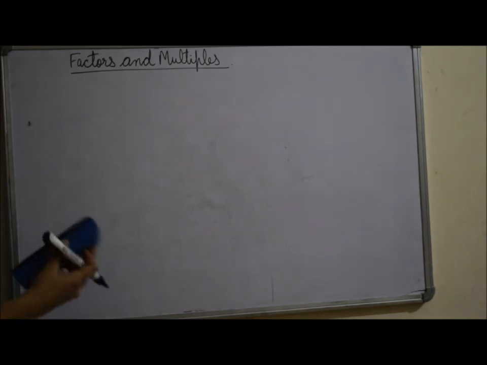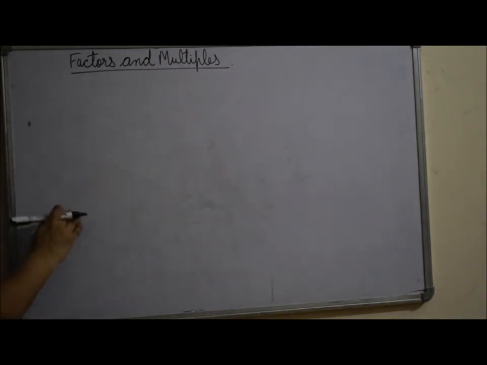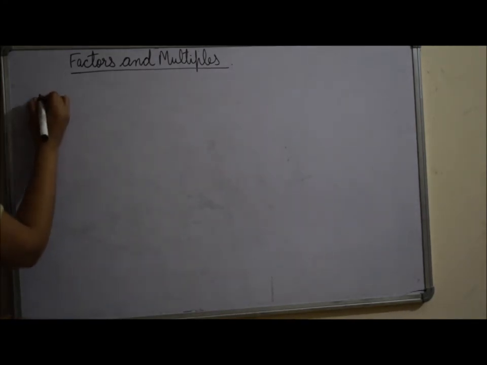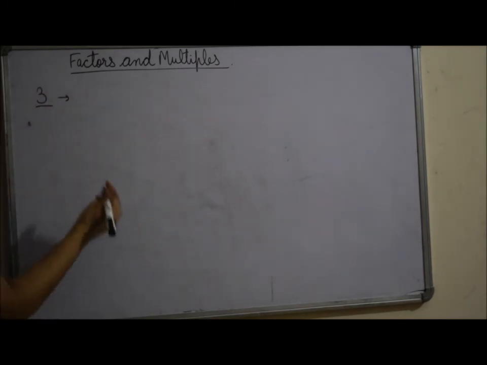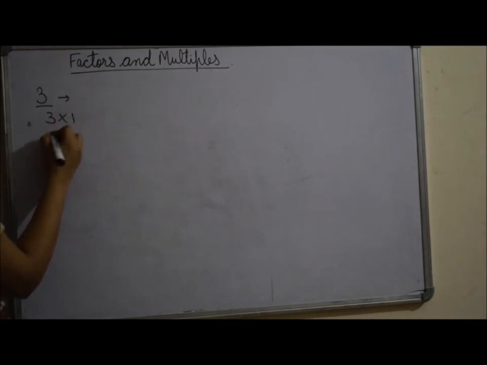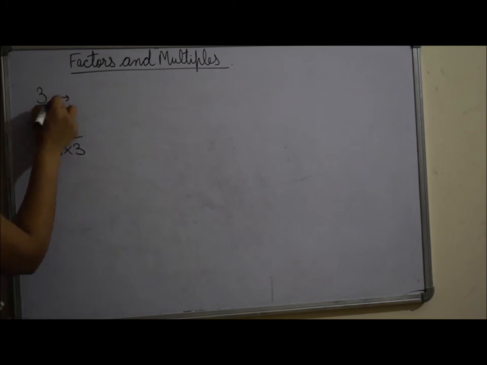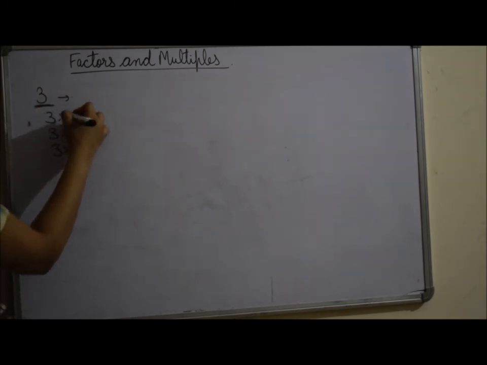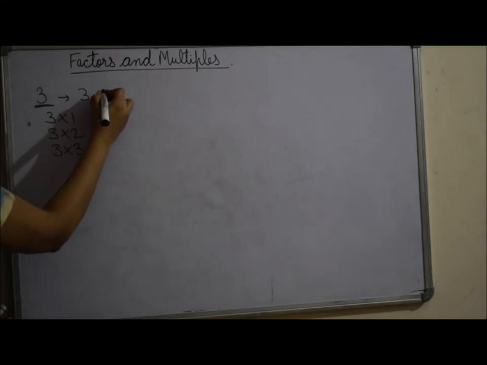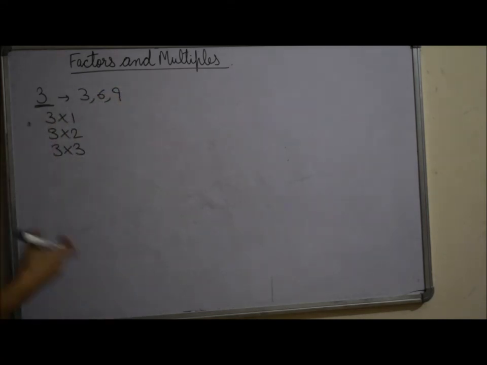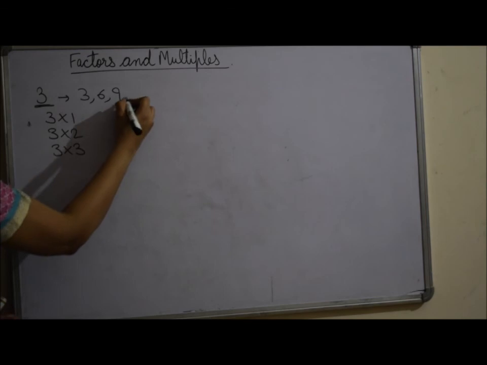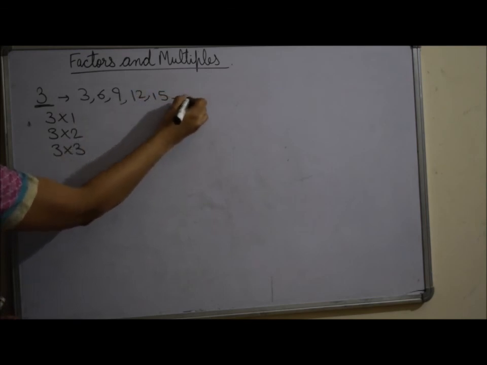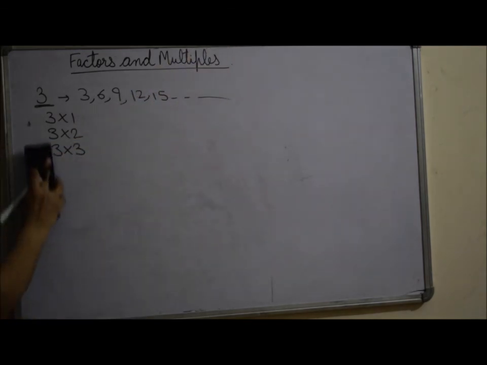Now I'll tell you how to find out multiples of a number. Basically I will just guide you. To find the multiples of 3, you will just write down the table of 3. 3 into 1, then 3 into 2, 3 into 3. So 3 multiplied by other whole numbers will give its multiples. The lowest multiple will be 3 and the highest you cannot say because it is infinite. So 3, 6, 9, 12, 15 and so on are the multiples of 3.